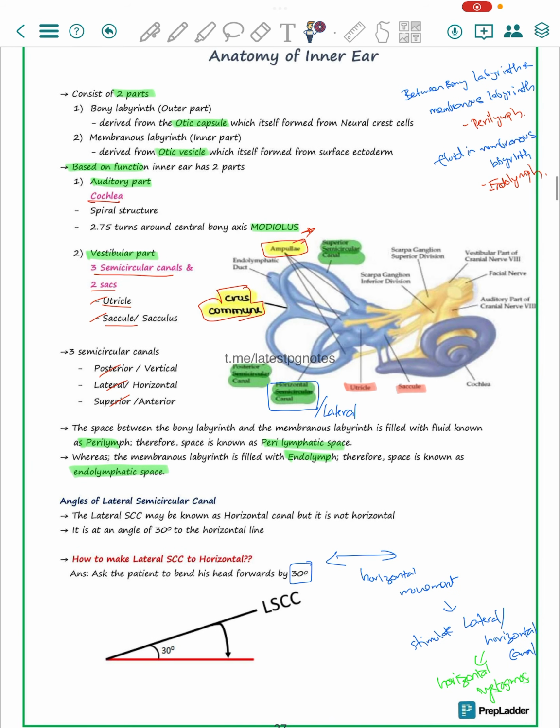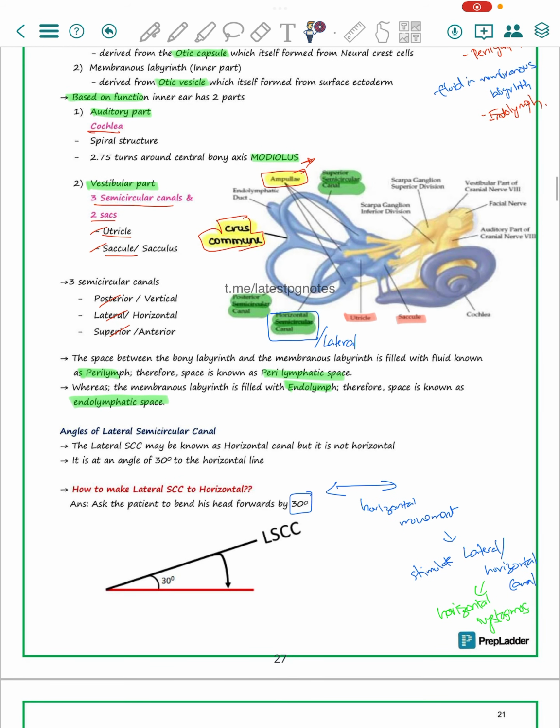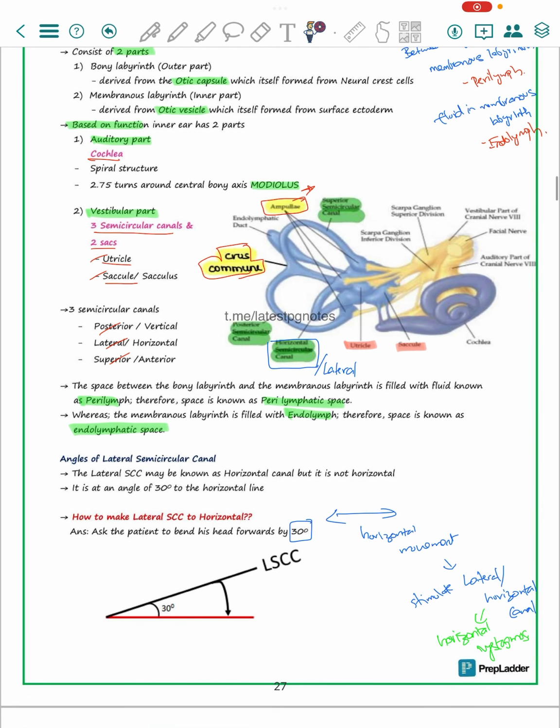Then the three semicircular canals are posterior semicircular canal, then lateral or horizontal semicircular canal, then anterior or superior semicircular canal. This we are going to see later. The space between bony labyrinth and membranous is filled with perilymph. The space is known as perilymphatic space. Whereas membranous labyrinth is filled with endolymph, known as endolymphatic space.